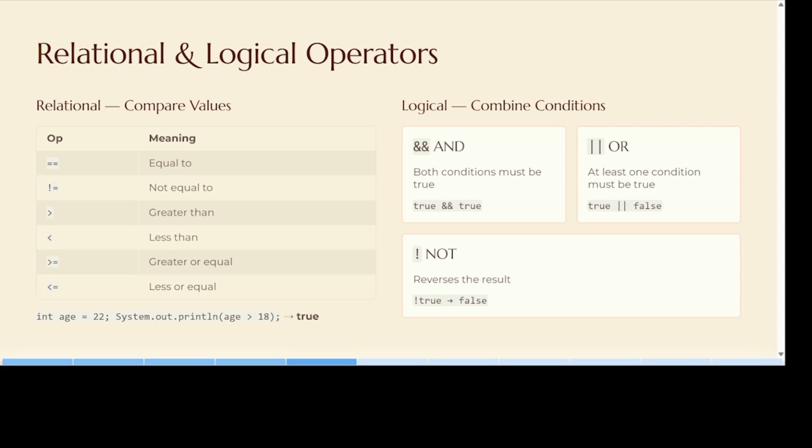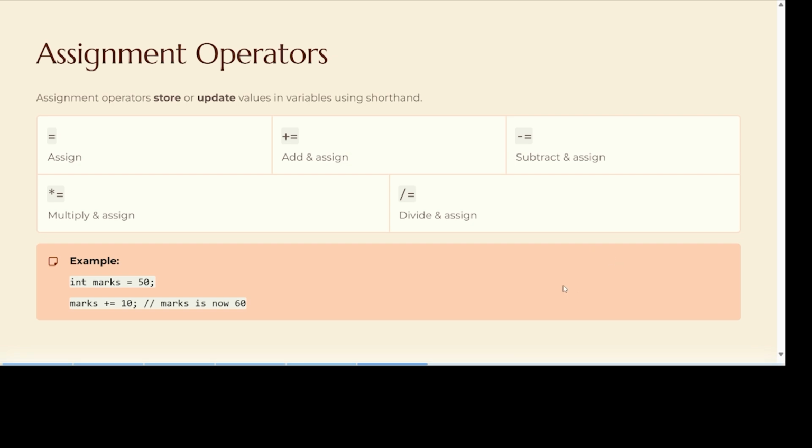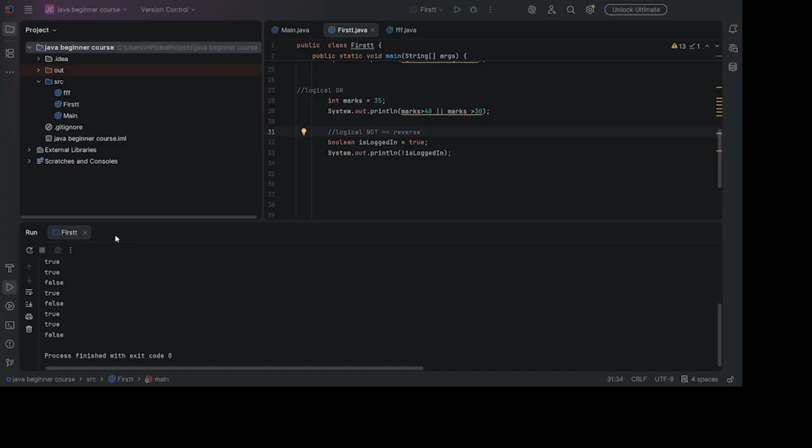Okay, now we are going to see another interesting topic, the assignment operator. What is an assignment operator? An assignment operator is used to store or update values in variables using shorthand. See, add and assign, subtract and assign, multiply and assign, divide and assign. So we will see the assignment operators also. I will open IntelliJ and we will run the assignment operators. So now see, assignment operator.